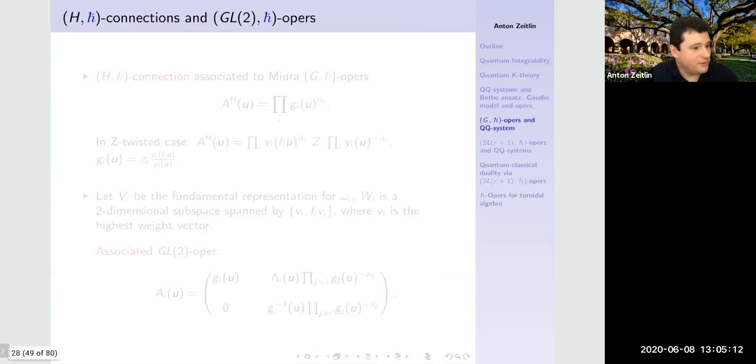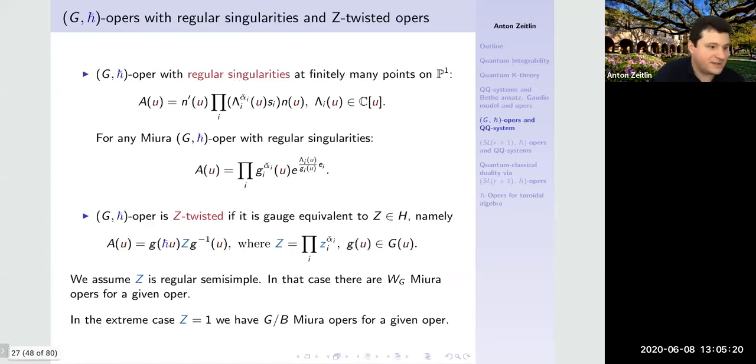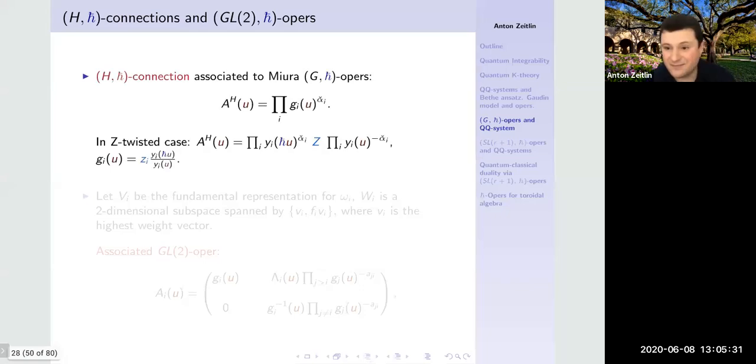So now there are two important objects in here. First is the H connection. Let me return to the expression for the oper. There are these g_i in here, and there is a product of them. So let's eliminate all the E_i, right? So you obtain the H connection. This is an important object when you talk about the Z-twisted case. Well, you see that the g_i have a certain form. They are represented using this ratio.